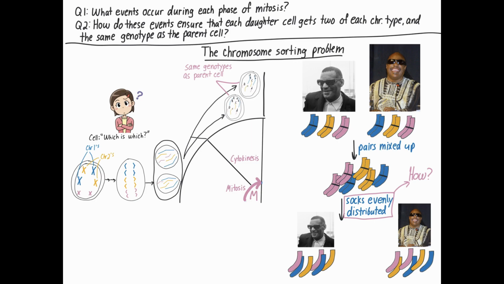Now that we've described how cells are able to give 2 of each chromosome type to their 2 daughter cells, pause the video and see if you can solve the blind man's riddle that we discussed before. Good luck!